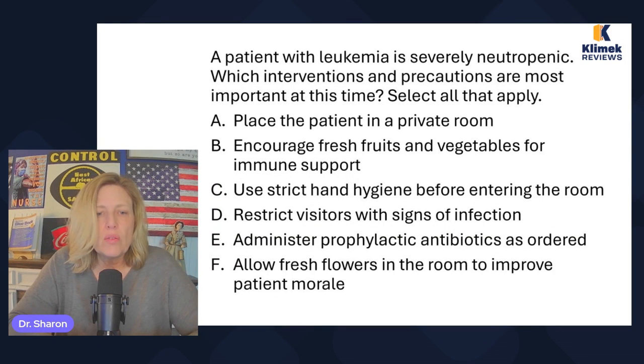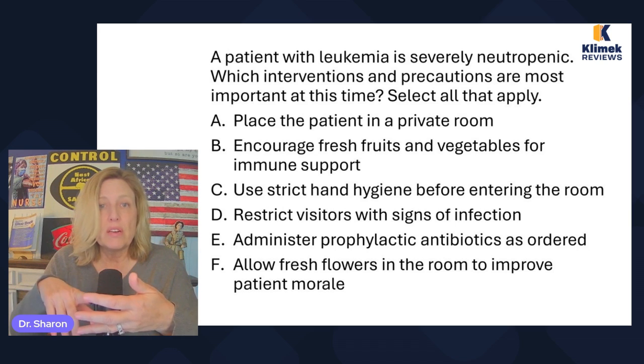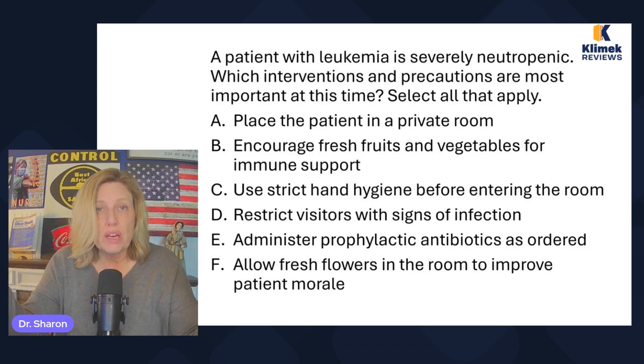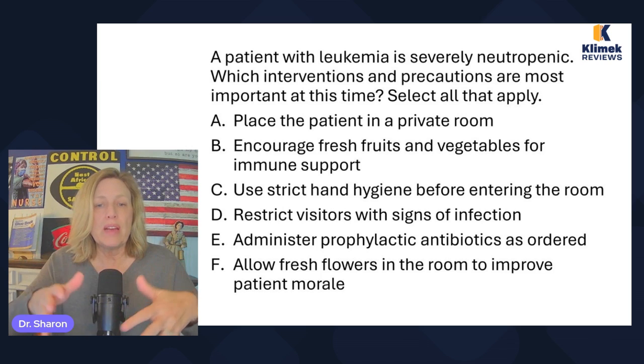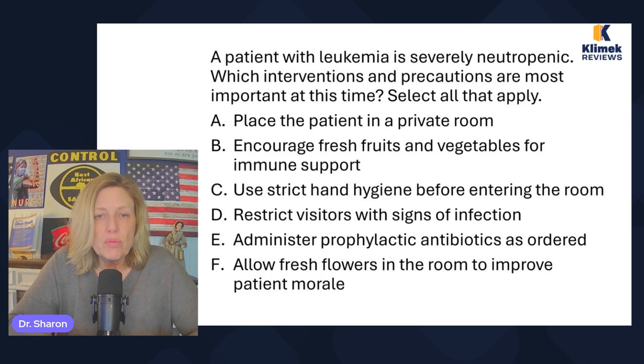I don't know about you, but the one thing I know for sure that we don't do is we don't bring a bunch of fresh fruits, flowers, and vegetables because it could be carrying germs, it could be carrying bugs. I don't know what it's carrying. So we don't do that when there are neutropenic precautions. So I know B and F are out, and I know we have to wash our hands. Okay, so I know C is in, I know B and F are out. Okay. Place the patient in a private room. Well, that seems like a good idea. I don't really want them in the same room with someone who has an infection or some other issue, right? Because they're extremely immunocompromised. So they really need to be in a private room. I already said use strict hand hygiene, restrict visitors with signs of infection. Well, they're immunocompromised. So of course I'm going to restrict visitors with signs of infection.